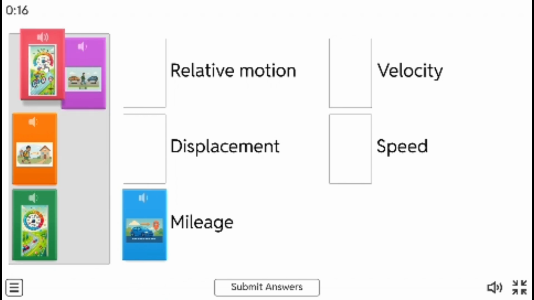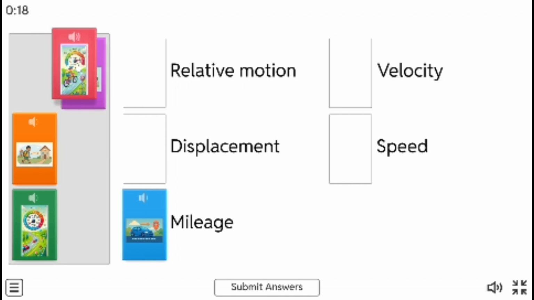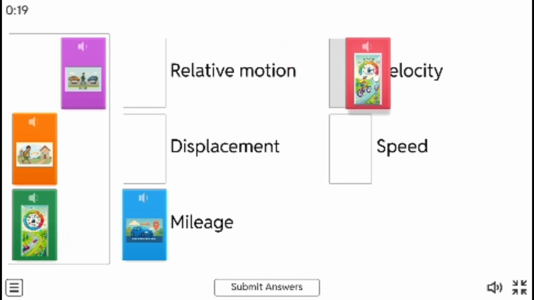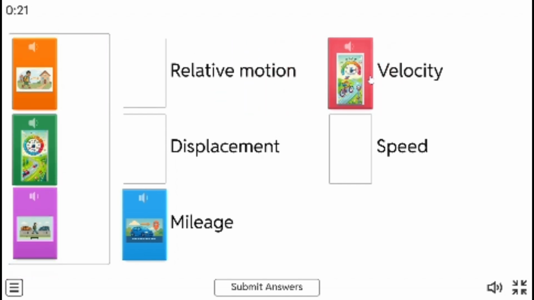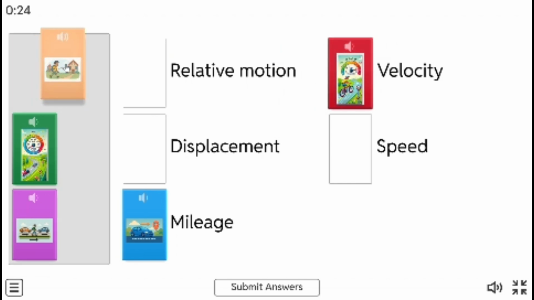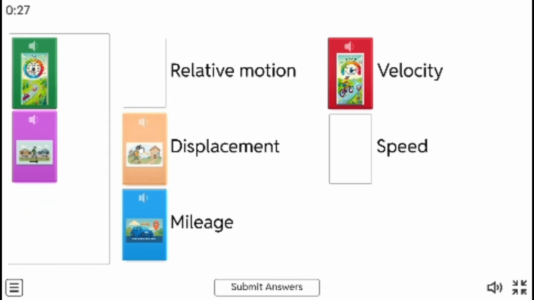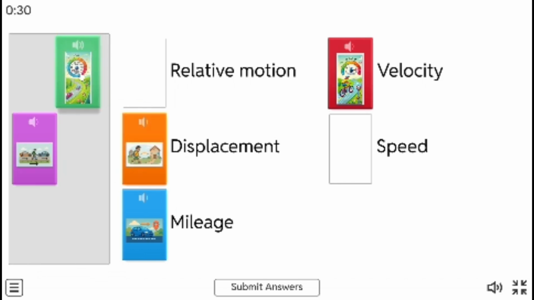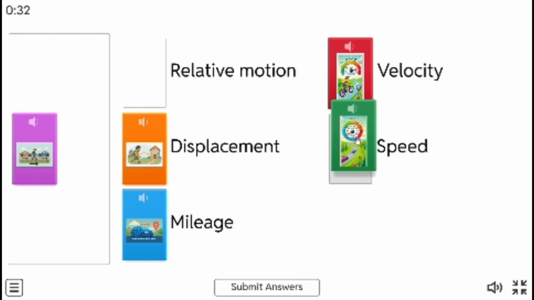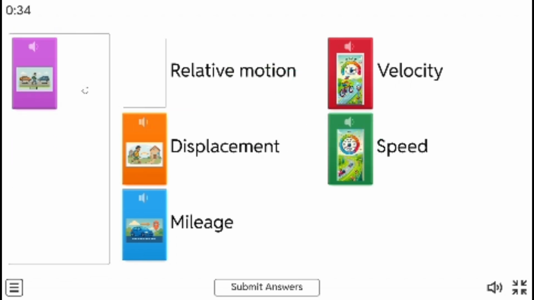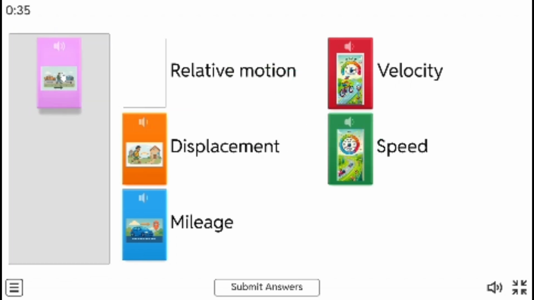Velocity, displacement, speed, relative motion.